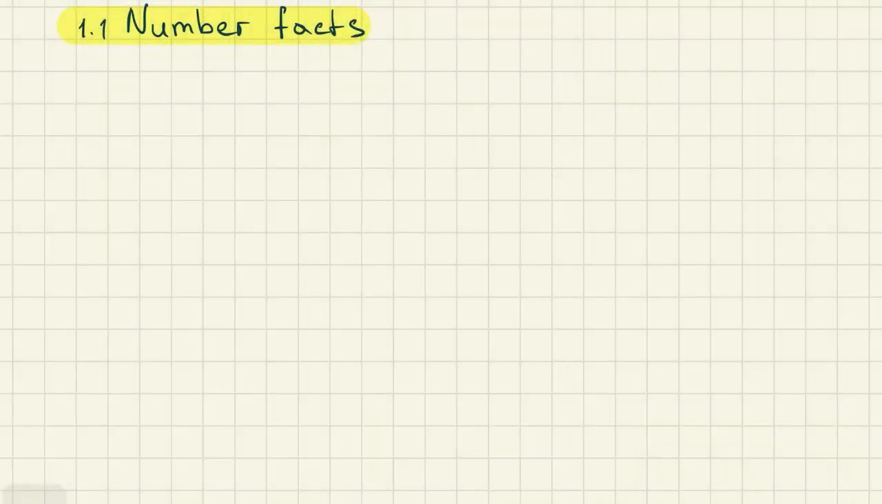All right, so the first topic for today is number facts. We are going to learn some interesting tricks which will help us to add and subtract numbers. And what we're gonna do is we're gonna use number line for subtraction today.